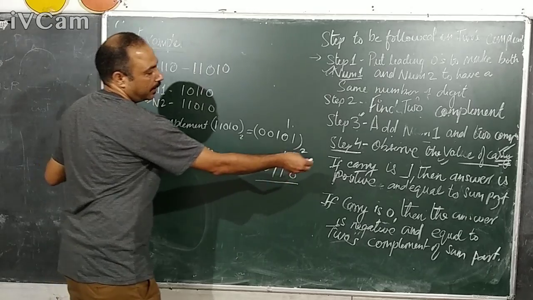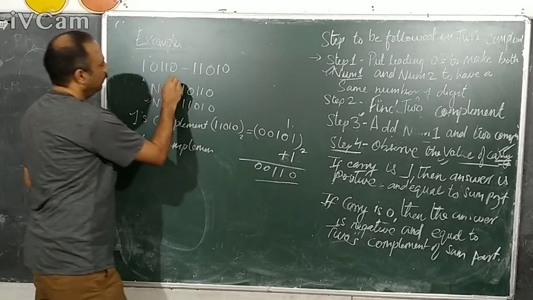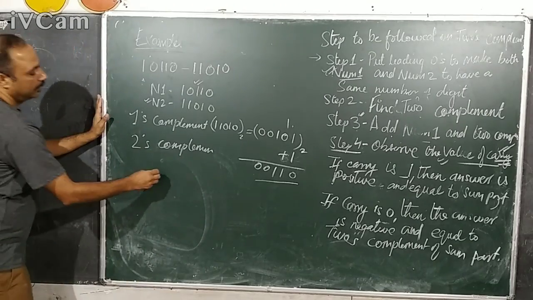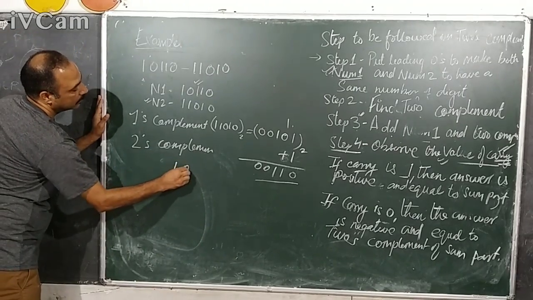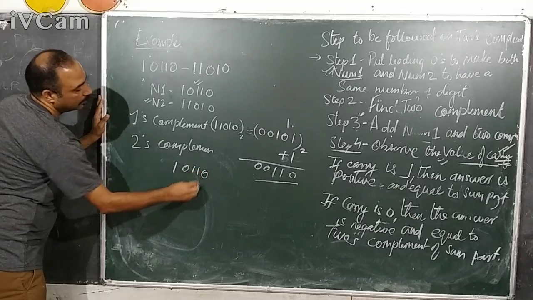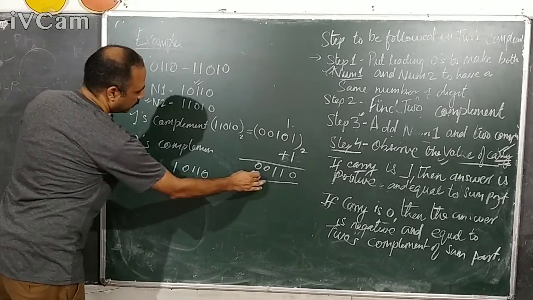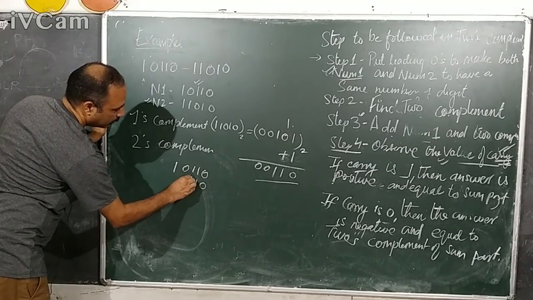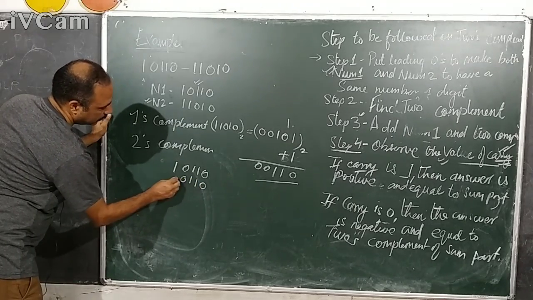Now what is the third step? I have to add the first number and the 2's complement. So what is the first number? This is 10110, plus this 00110 that I have got.